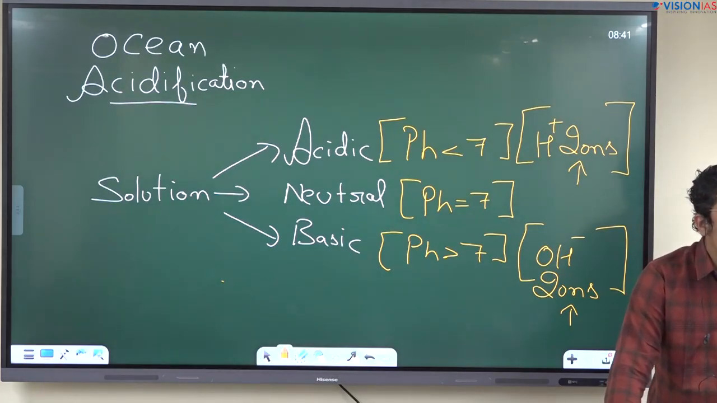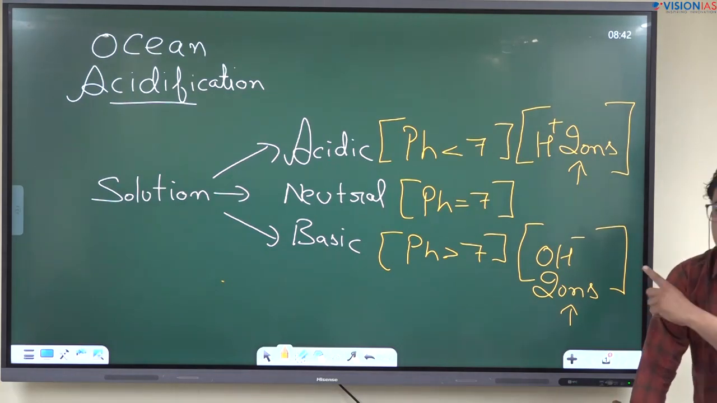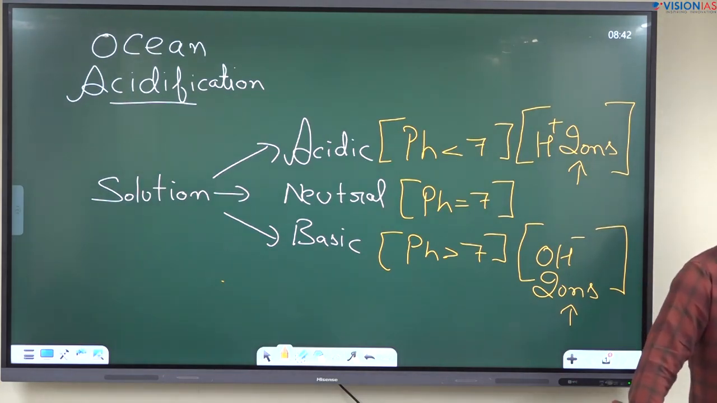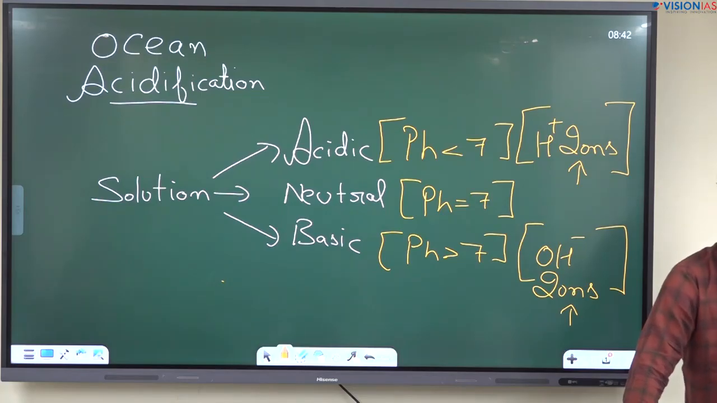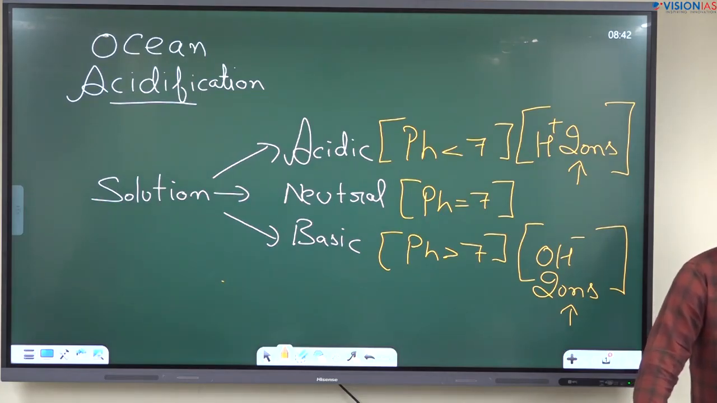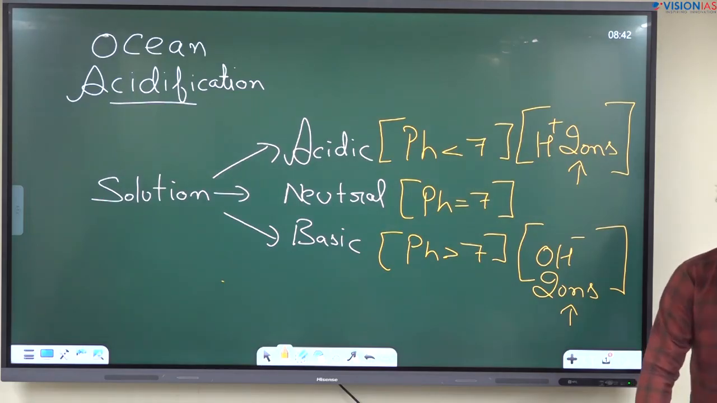So on the basis of pH value, we decide what is the characteristic of a solution. What is our topic? Ocean acidification. So what it means is the pH value of ocean water is going below 7. That is why we say that the ocean is becoming acidic, if its pH value is going below 7. But why does ocean water become acidic, or why are we observing this problem all around the world? Why are oceans becoming acidic?